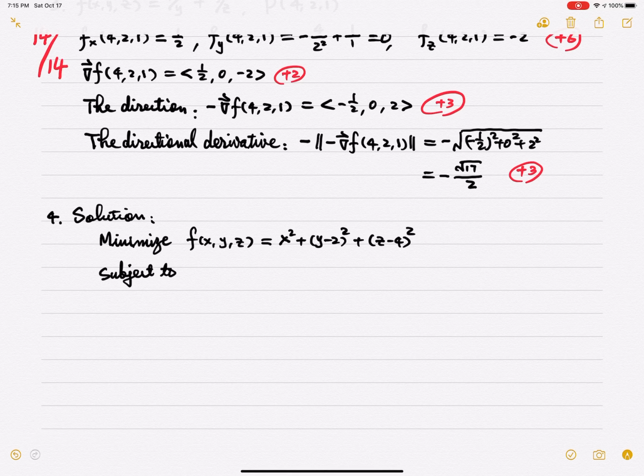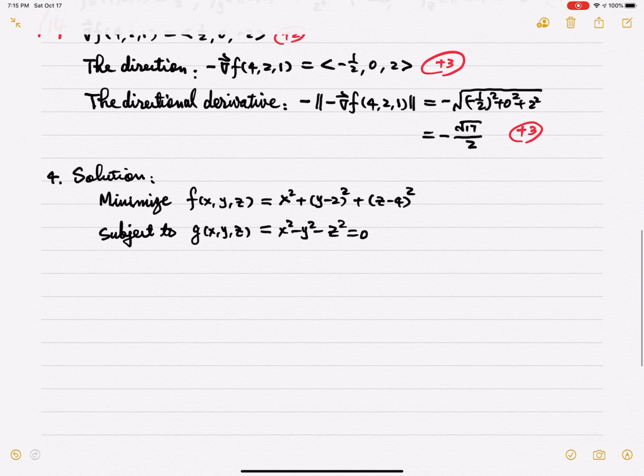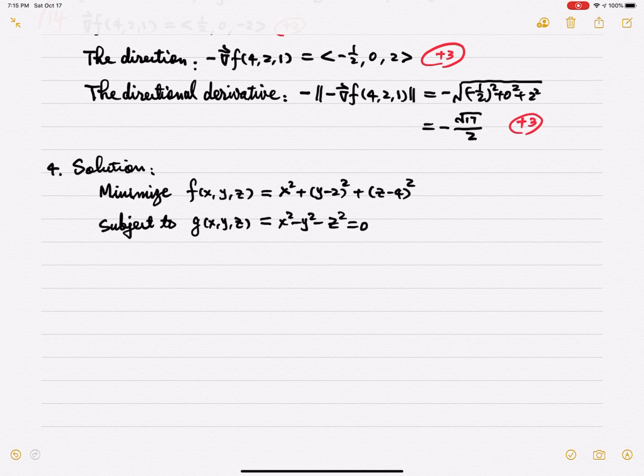the constraints. The constraint is that the point must be on the cone. So we call this g(x, y, z) equal to x squared minus y squared minus z squared. Now this is equal to 0. Okay, g must equal a constant. So by the Lagrange multiplier method, the gradient vector of f must be proportional to the gradient vector of g.